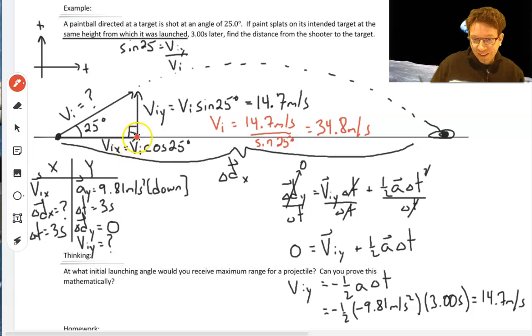And now that I know what initial velocity is, continuing the domino effect, I can figure out what the initial velocity in x is. Change color again. So this is going to be 34.8 times the cos of 25. I'll just write it here because it's the same color. Which is 31.6.